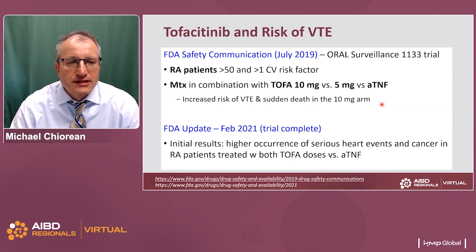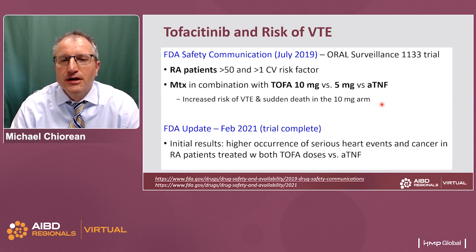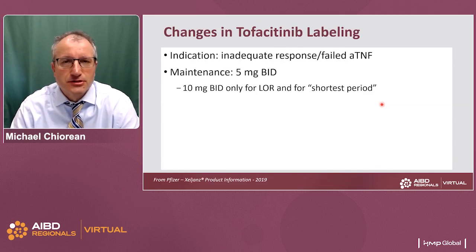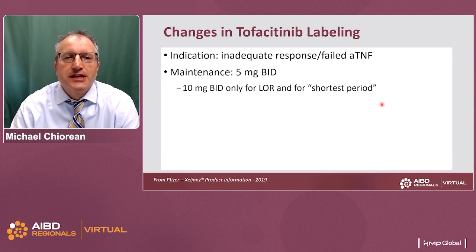And then recently we had this FDA update at the completion of the trial. So the initial results suggest a higher occurrence of serious heart events and cancer in RA patients treated with both Tofa doses versus the anti-TNF agent. Remember again, all these patients were in combination with methotrexate. Obviously, that led to some changes in the Tofa labeling. So the indication was now put back behind failure of anti-TNF.